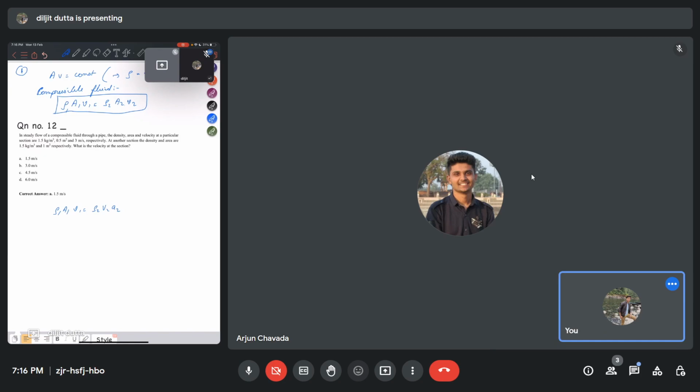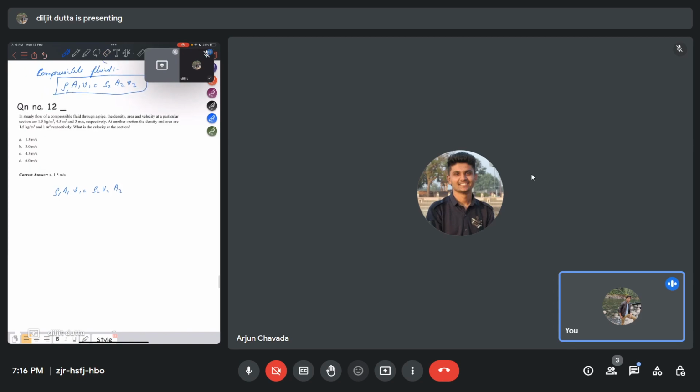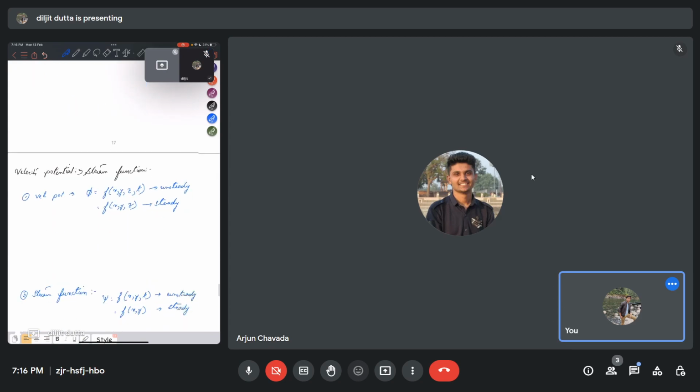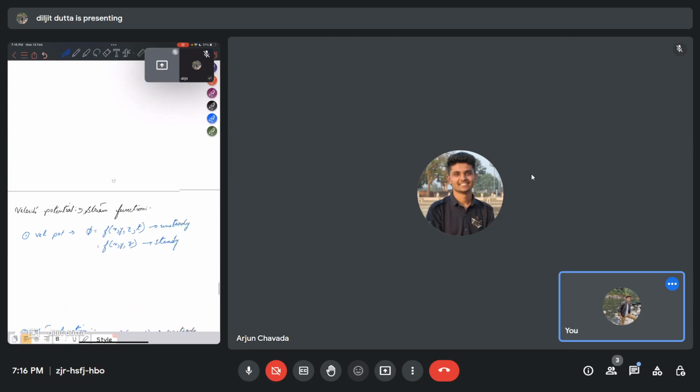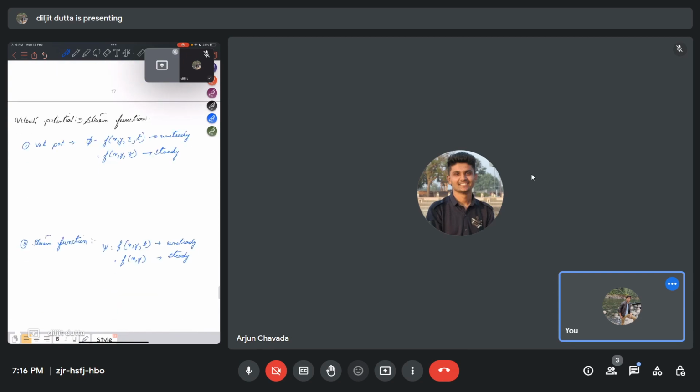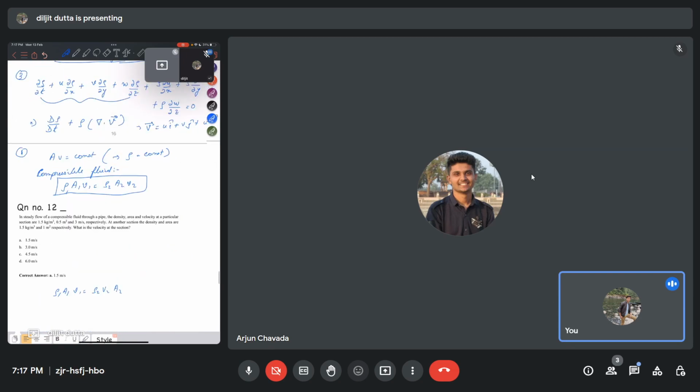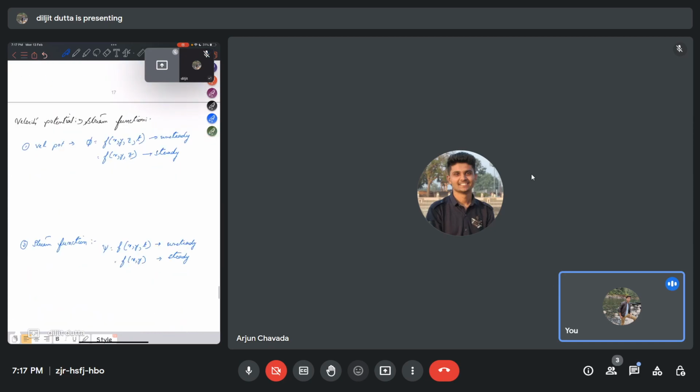I think it is okay. So you can simply solve this using the formula. Okay, if it is given in the assignment, it's fine. Okay, so this is all about the continuity equation, and now we come to velocity potential and stream function.